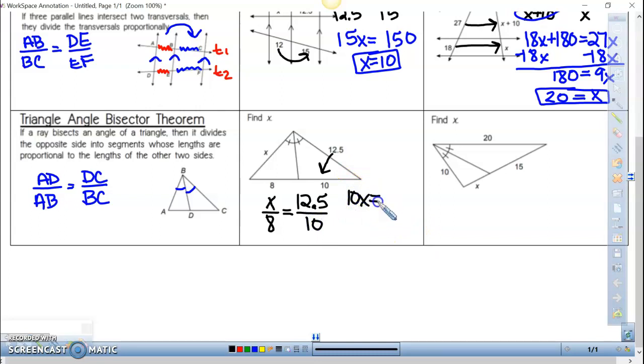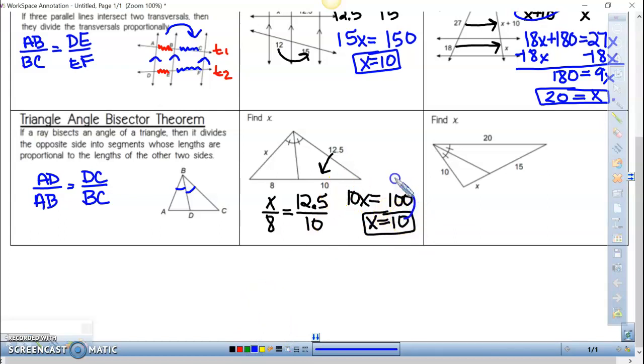Let's cross multiply. So that's 10x. And then what do we have? 12.5 times 8 gives me 100. So x is 10. And again, remember, you can check because proportional means they have the same ratio.